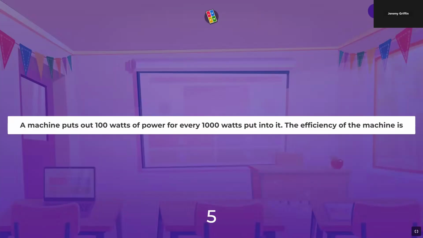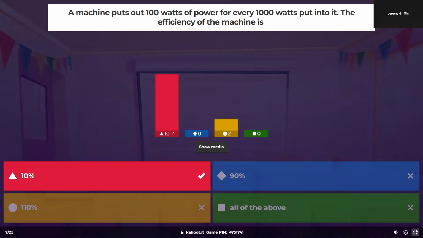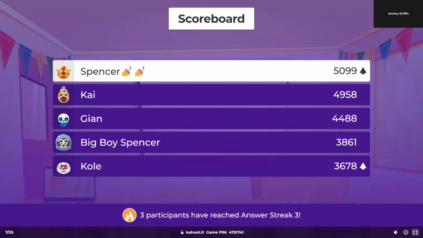A machine puts out 100 watts of power for every 1,000 watts input. What's the efficiency of that machine? Yeah, 10%. 100 divided by 1,000 would be 0.1 as a decimal, which is called 10%. And maybe the other 90% goes to waste heat, which is common.